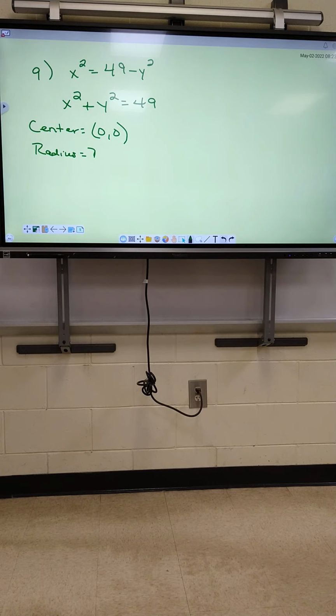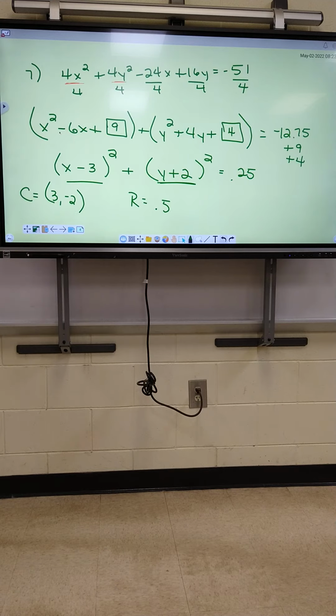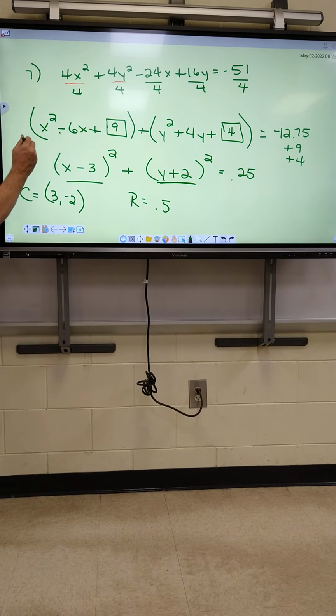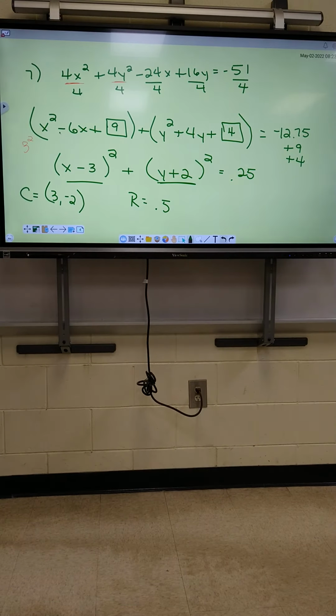So for 7, you got x plus 9 and plus 4. How did you get those again? On 7. Yes. Alright, how I got plus 9? I took half of 6, which is 3, and then I squared it. Okay, thanks. You're welcome.